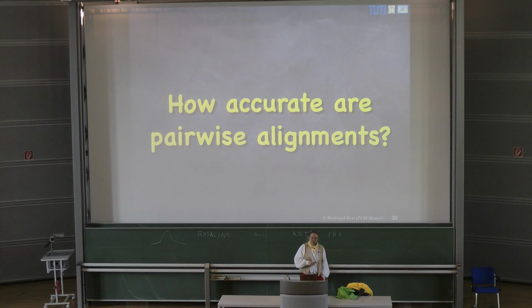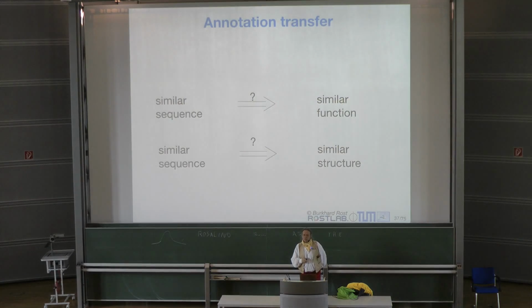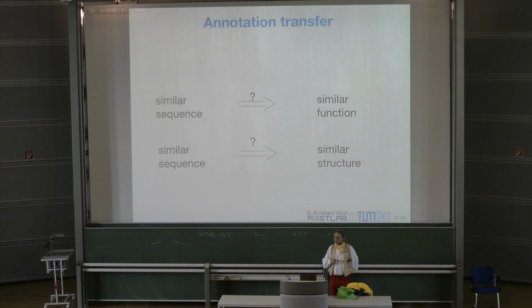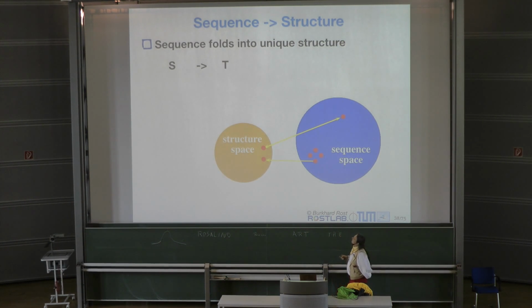Okay, now we get into the question of how accurate pairwise alignments are. Pairwise alignments essentially means you have pairs of sequences that you align. And how can you do annotation transfer? For instance, is it true that similar sequences relate to similar function and similar sequences relate to similar structure? Now, I have this image here of sequence space, so all the space of all the proteins that exist, and structure space is a little bit smaller because we assume there are more sequences than structures, which we get into in a minute. So there's a reason for the size.